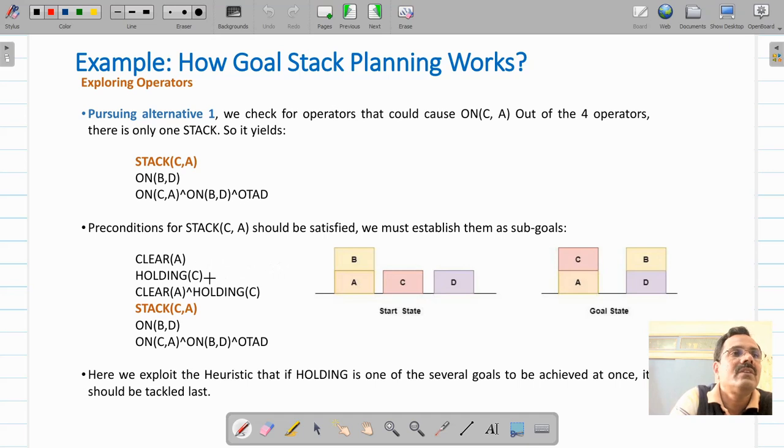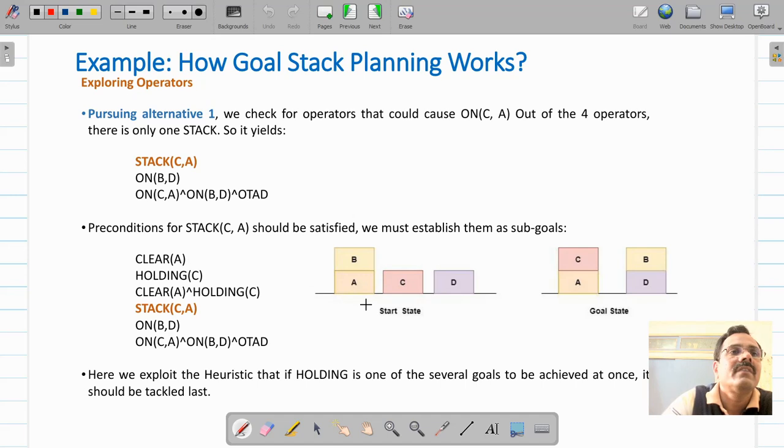And if you use this holding operation, then you may have to perform some additional operations to make that robot arm empty. So what we'll do is perform clear A first, and if there is more than one holding operation, we will perform them at the end. So that heuristic we will use while solving this problem. Therefore here we are saying that we exploit the heuristic: if holding is one of several goals to be achieved, you should tackle it at the end. So we will try to achieve clear A first, and then we will go for holding C. Let us see what the current situation is.